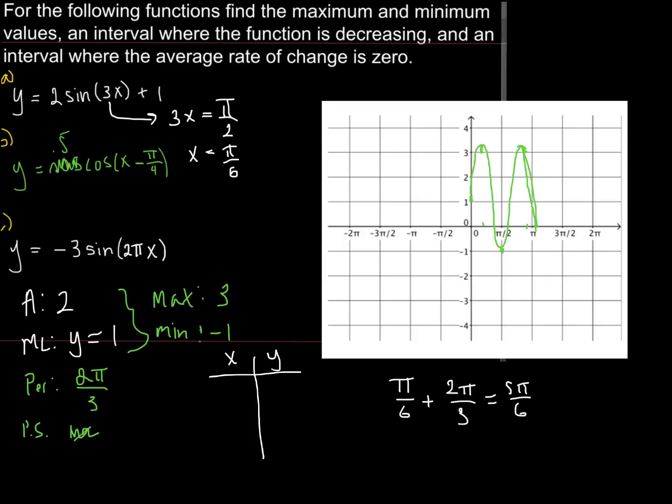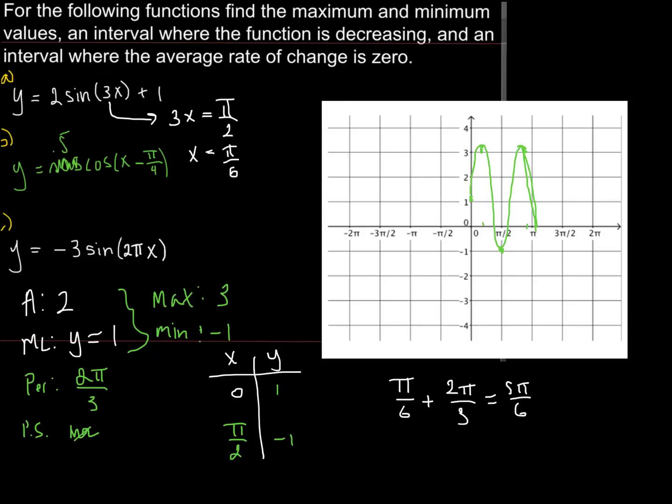So starting at 0, plugging in 0 here, 3 times 0 is 0, sine of 0 is 0, 2 times 0 is 0, plus 1 is 1. So my initial value point is at 1. And now let's say I move on to pi over 2 here. When I plug in pi over 2, 3 times pi over 2 is 3 pi over 2. So sine of 3 pi over 2 is negative 1, 2 times negative 1 is negative 2, plus 1 is negative 1, which is exactly what I found, right?